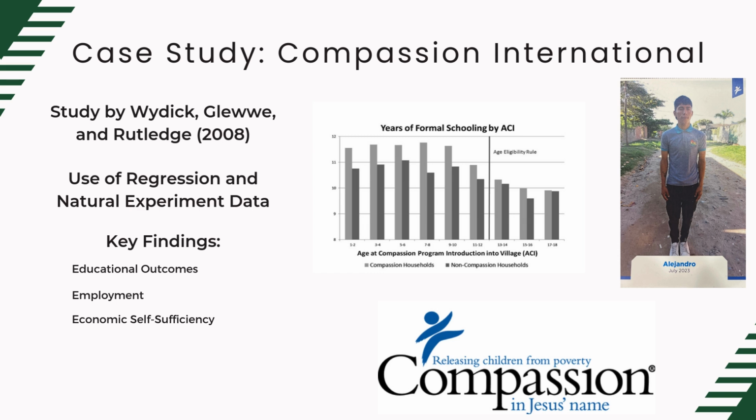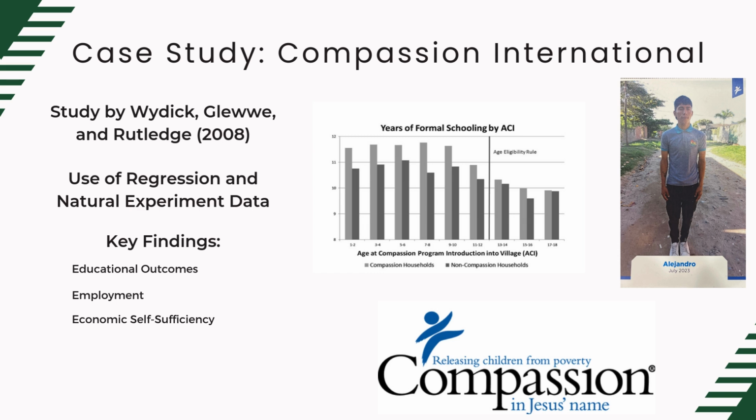So Compassion International, faced with those calls in the 90s and 2000s to evaluate their programs, teamed up with a team of economists, Wydick, Galou, and Rutledge, and those economists were able to run a bunch of regression models, grab data from Compassion International to try to see exactly what the outcomes from their programs are. And their analysis revealed several key findings.